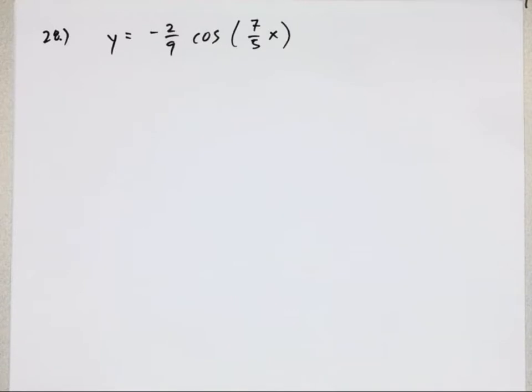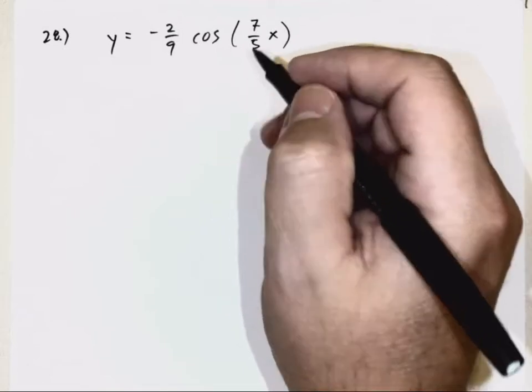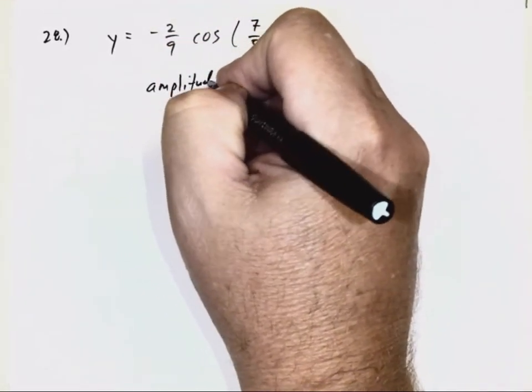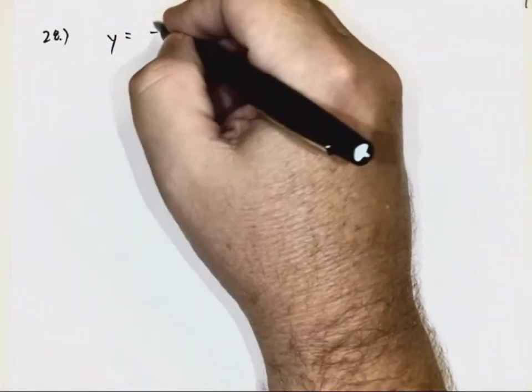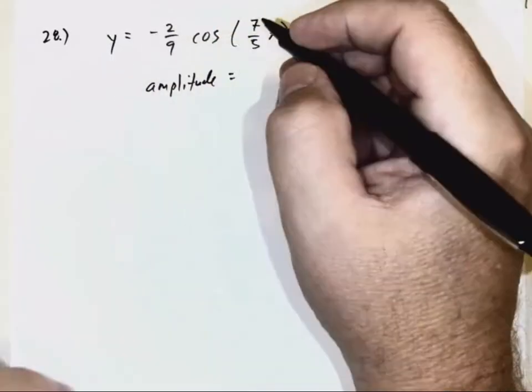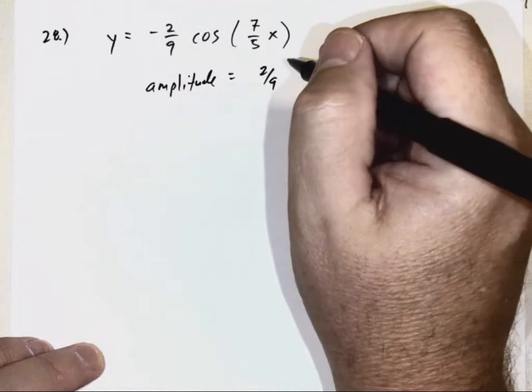So this question has multiple parts. So here's the equation. First thing they ask for is the amplitude. The amplitude is the number in front of the trig function, but be careful, amplitude is always a positive number. So even though there's a negative 2/9 here, for the actual answer we just put 2/9.